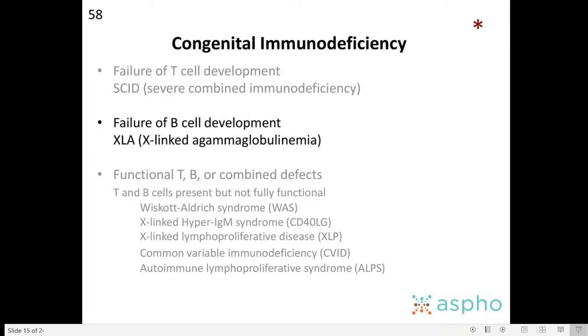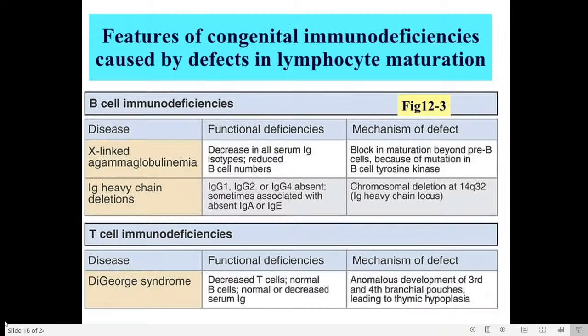If B cell development alone is affected, that produces X-linked agammaglobulinemia. And if the function of B cell and T cell are both affected together, it produces these diseases. That is called X-linked hyper IgM, X-linked lymphoproliferative disease, common variable immunodeficiency and autoimmunodeficiency. These are all the functions.